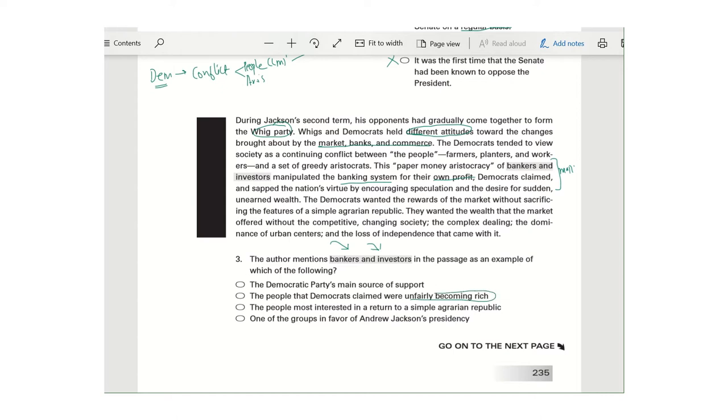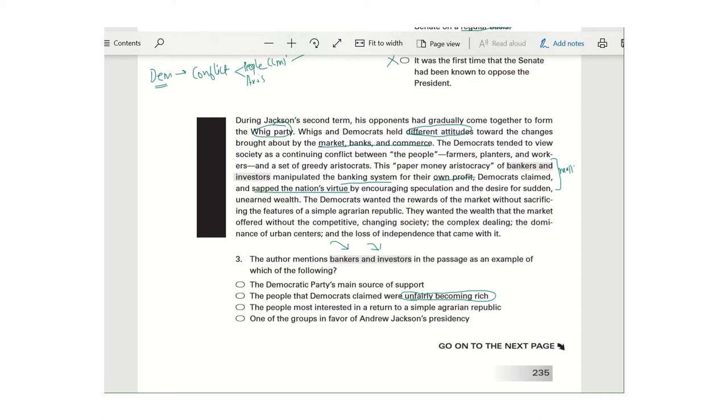Of course, yes, because I've got the evidence for this banking system. They are manipulating and sapping. So these kind of words, sapped the nation's value. Sapped means to drain, to finish off completely, to use something in the wrong way, to steal. Sapped the nation's virtue. Virtue is goodness.